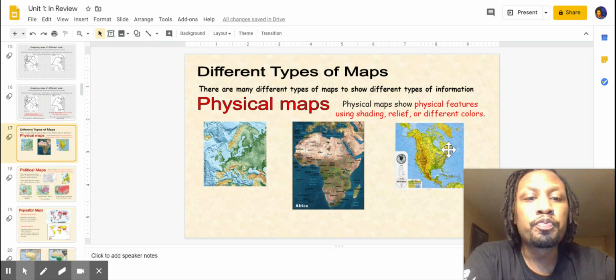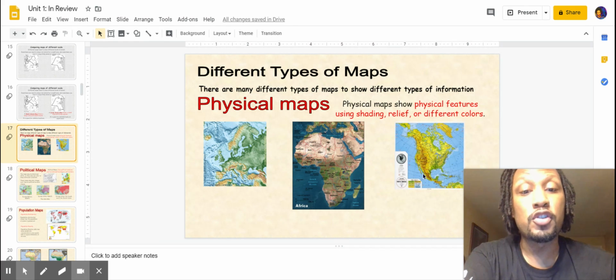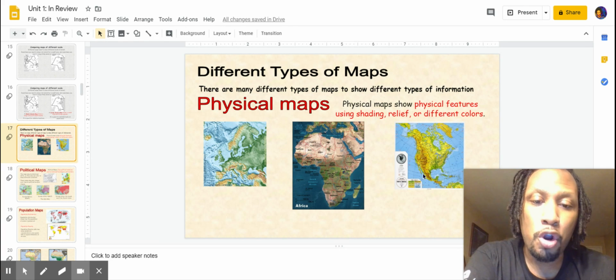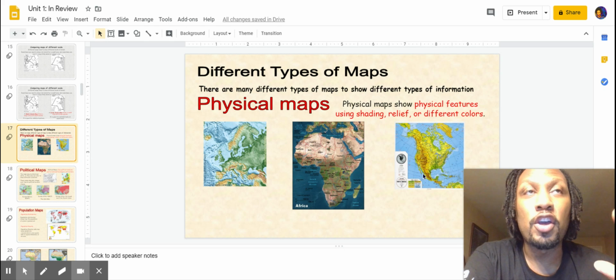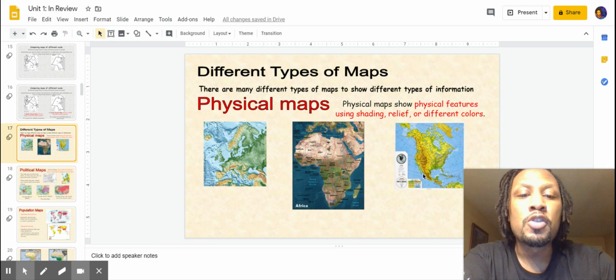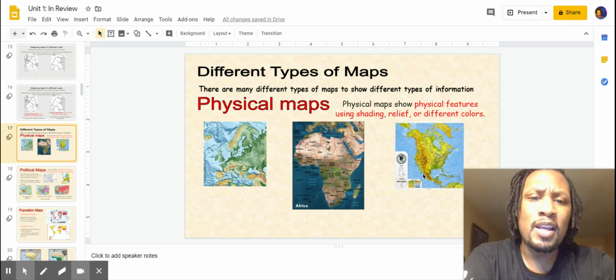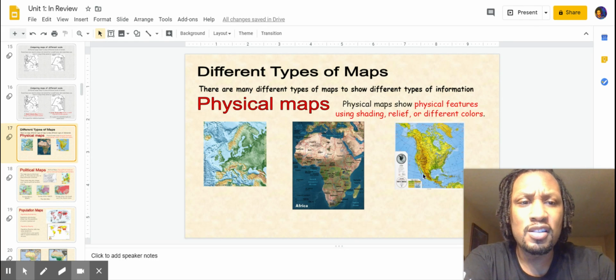Okay, so pay attention to all those different things. You've got to know what the physical features are in order to determine what they could be on a map when you're looking at it, especially a color map. Okay, so take some time and look at that, and process some of the things that I've said.